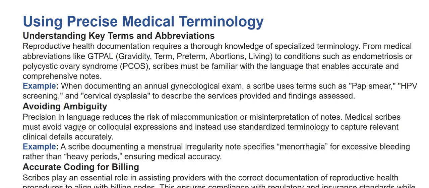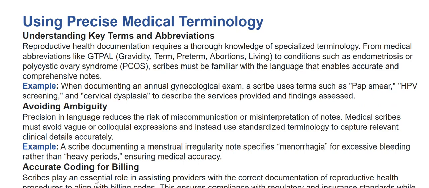Avoiding ambiguity. Precision in language reduces the risk of miscommunication or misinterpretation of notes. Medical scribes must avoid vague or colloquial expressions and instead use standardized terminology to capture relevant clinical details accurately. For example, a scribe documenting a menstrual irregularity note specifies menorrhagia for excessive bleeding rather than heavy periods, ensuring medical accuracy.